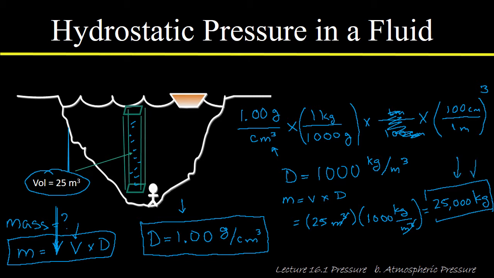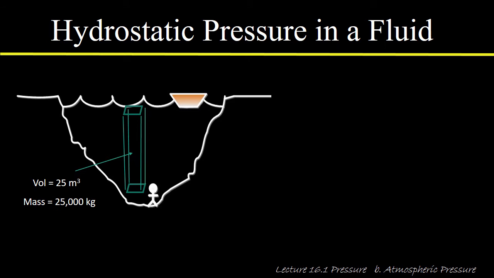We now know the mass of the water in that column. All we got to do now is calculate the force and then the pressure. So we're really, really close to being done with this one. All right, so we've got the volume and the mass here. Remember that pressure is force divided by area, and the force in this particular case, because it's force due to gravity, is mass times that acceleration.